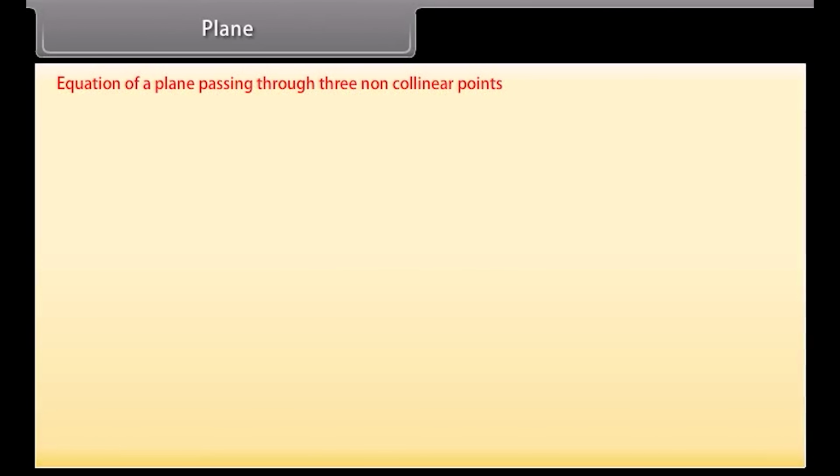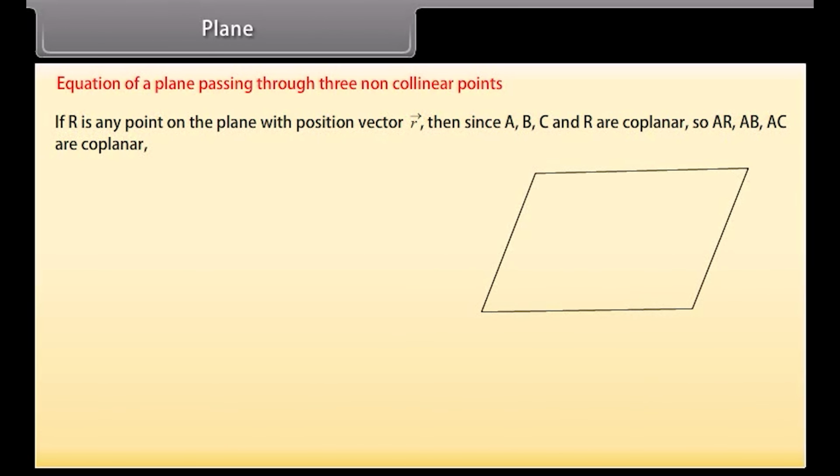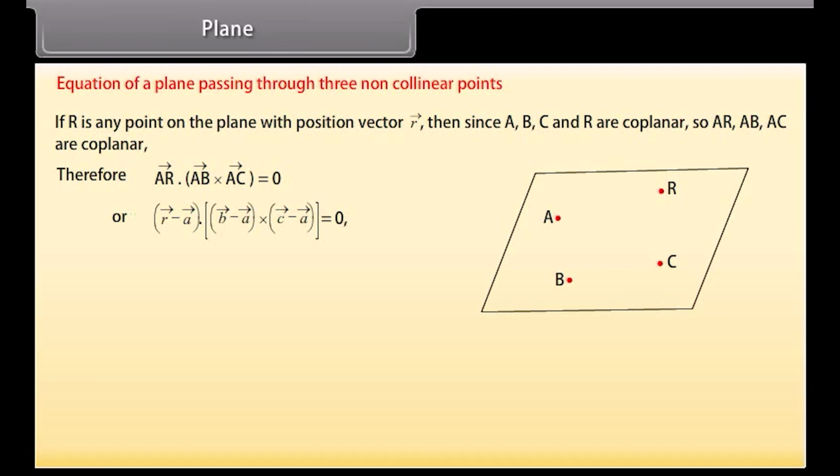Equation of a plane passing through three non-collinear points. If R is any point on the plane with position vector r, then since A, B, C, and R are coplanar, AR, AB, AC are coplanar. Therefore, the dot product of vector AR and the cross product of vector AB and vector AC equals 0. Or the dot product of vector R minus vector A and the cross product of vector B minus vector A and vector C minus vector A equals 0.